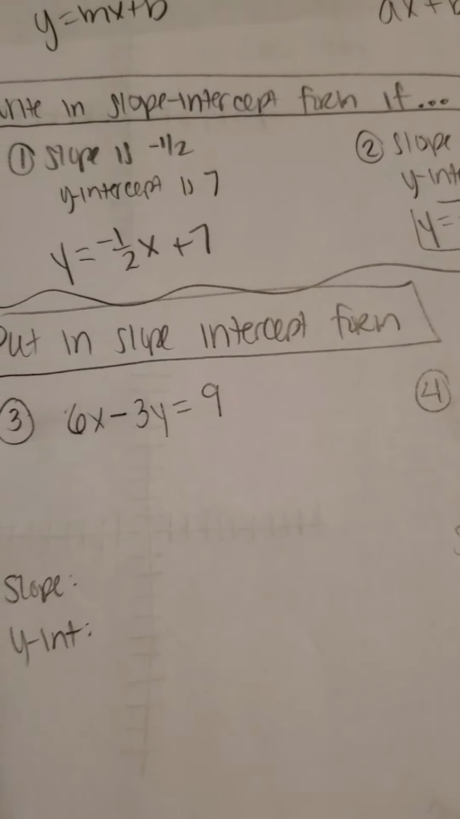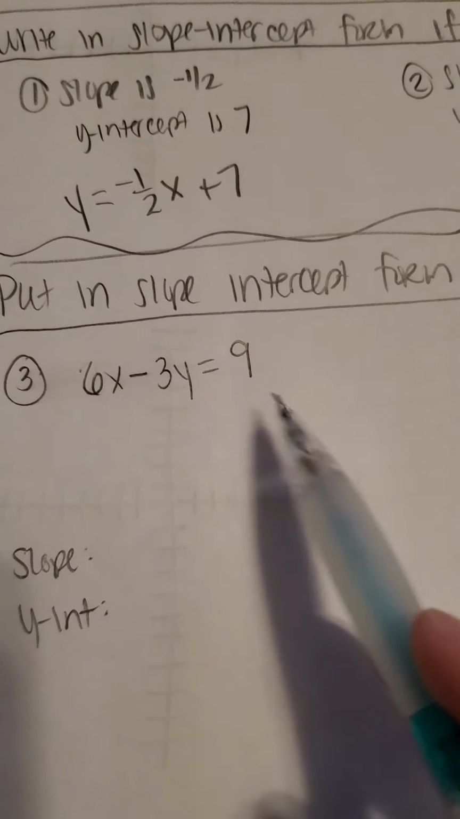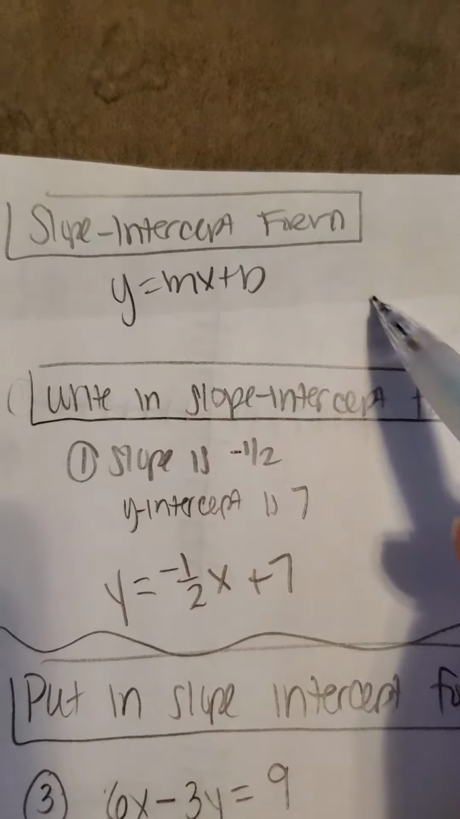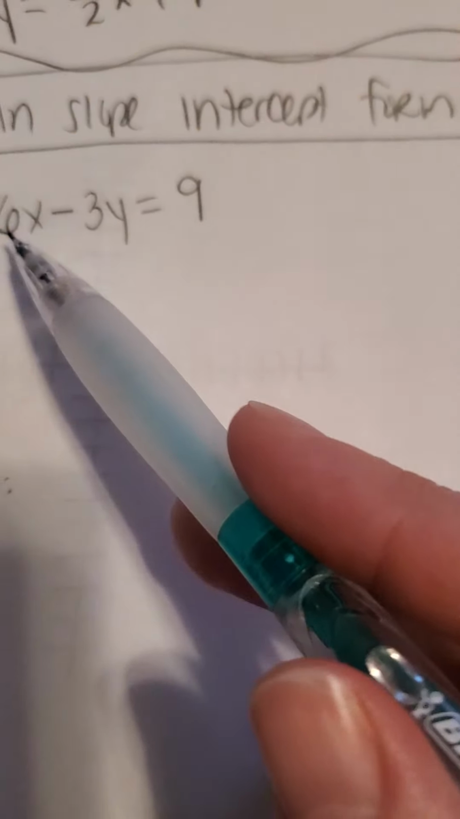The next part's going to say put them in slope-intercept form. So right now, this is in standard form. You got your x and the y on the same side, equals some number. So in order to put it in slope-intercept form, you want to get the y by itself. So first thing I'm going to do is move my x term. Since it's a +6, I'm going to go and subtract 6x.